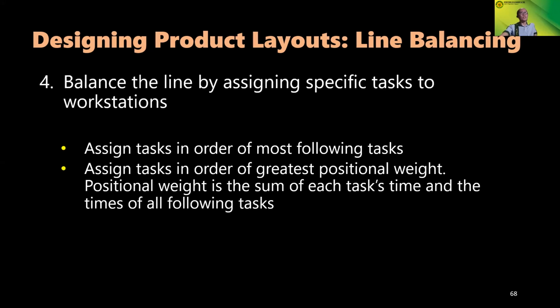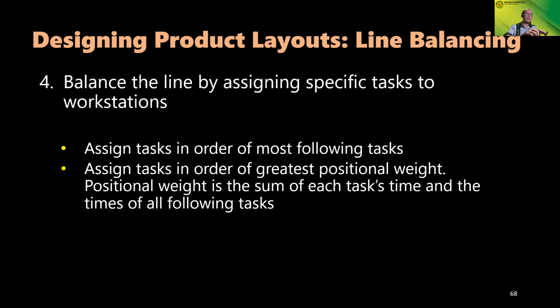The last step is to balance the line by assigning specific tasks to workstations. Now let's see how a line is balanced. This involves assigning tasks to workstations. Generally, no techniques are available that guarantee an optimal set of assignments. Instead, managers employ heuristic or intuitive rules which provide good and sometimes also optimal sets of assignments.